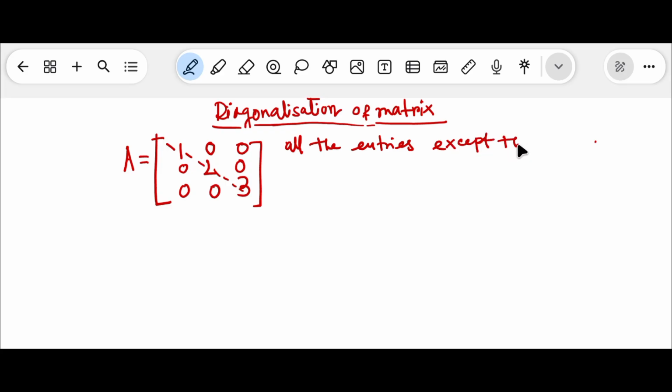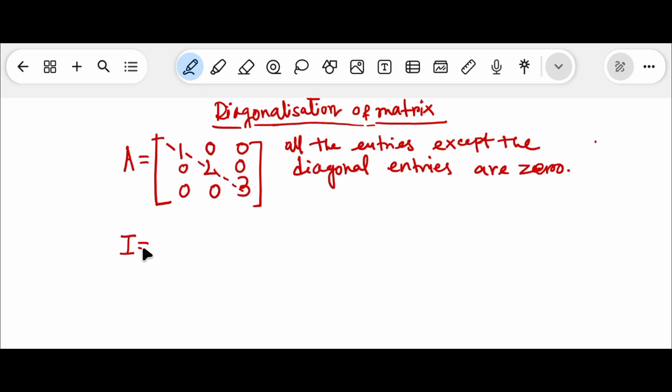except the diagonal entries are 0. If this happens, then we can call it a diagonal matrix.